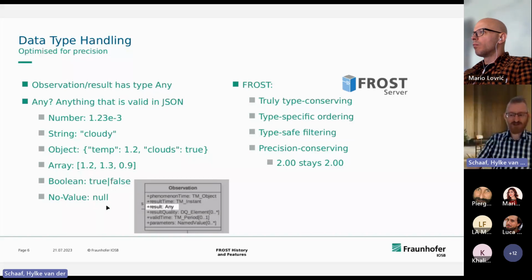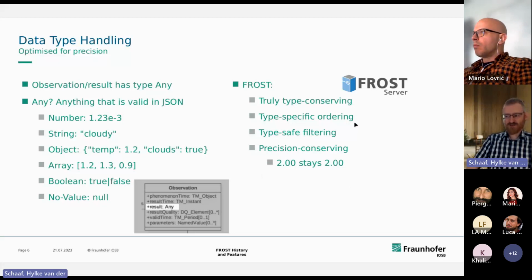or even explicit null. You might say, why do you need a null as a value? But in some domains, it's important to know that you tried to make an observation, even if you didn't actually get a result. And then you can say, well, I made an observation or I tried, but the results didn't work out. So I specify that as a null. And in Frost, that also all works. So it's truly type conserving.